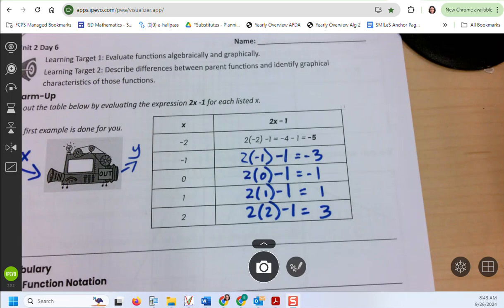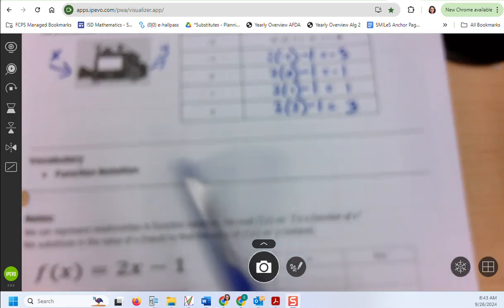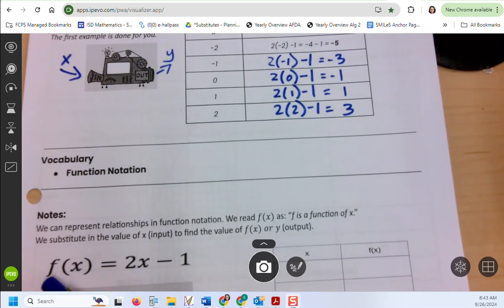But today we're going to learn about function notation, which is instead of using y, you use f of x. Just another way to write it, but you need to be able to understand what it's asking you when you use function notation. All right, so here's an example of function notation down here. Instead of y equals 2x minus 1, it says f of x equals 2x minus 1. f of x is short for f is a function of x. So we substitute a value of x to get the value of y.